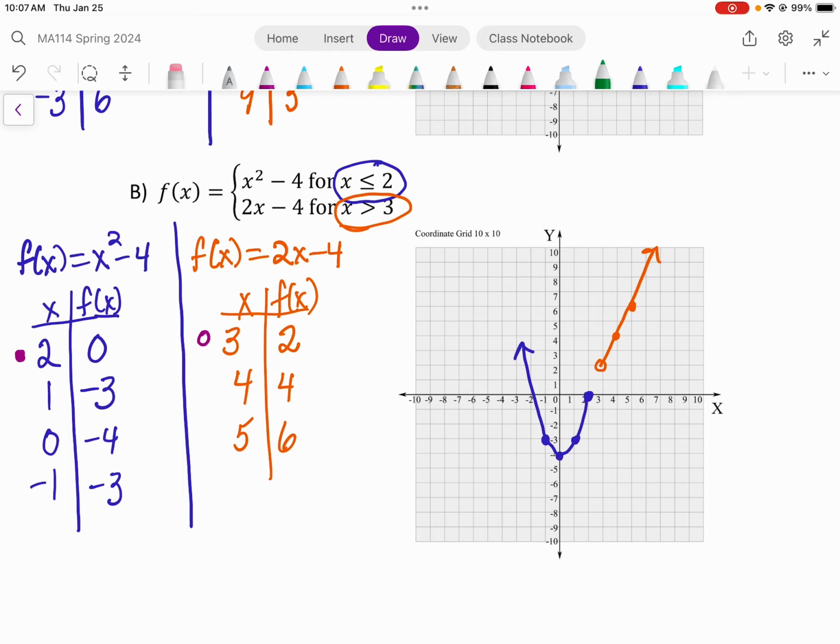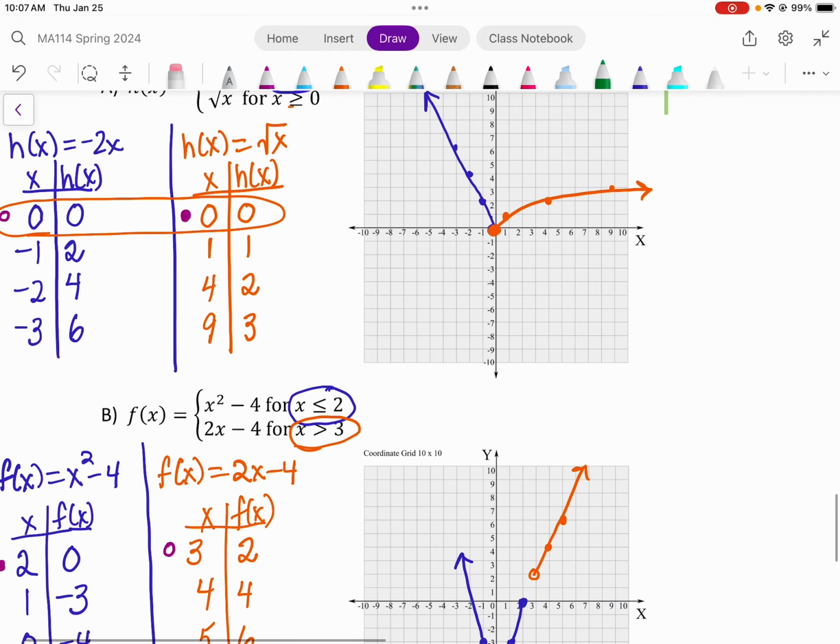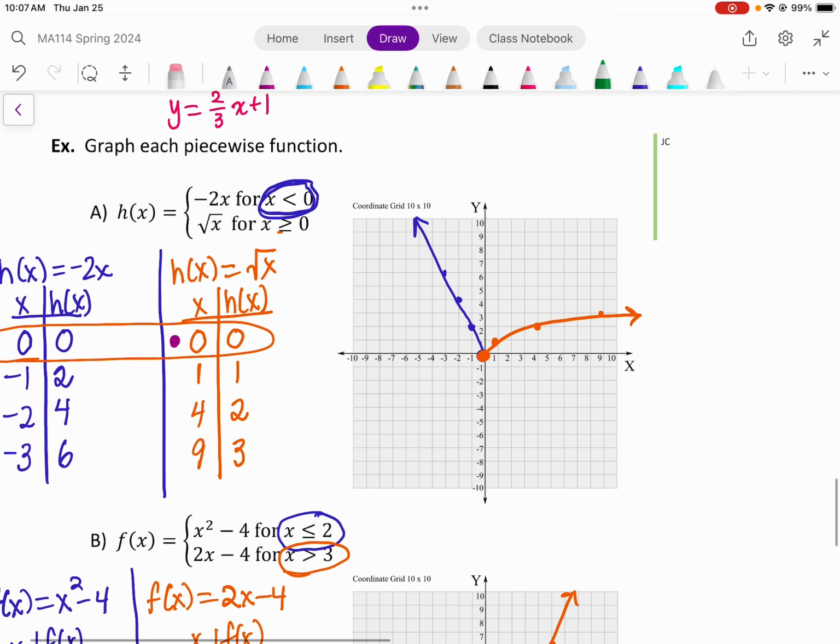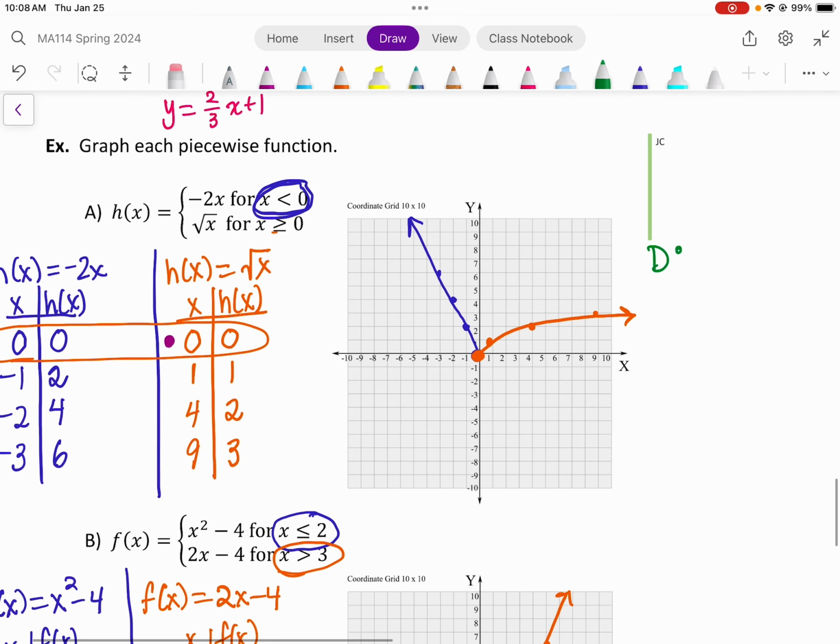Just for fun, if you wanted to state the domain and range from these, this is good practice for you. The domain on this one is actually all reals because it continues from the left to the right. Your range, the lowest point here is at 0 and it goes up.